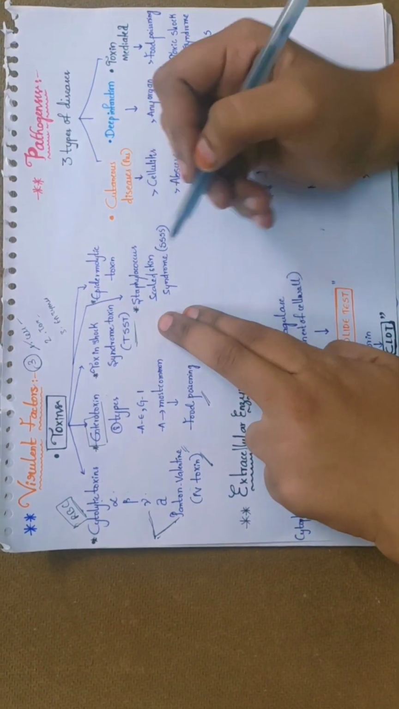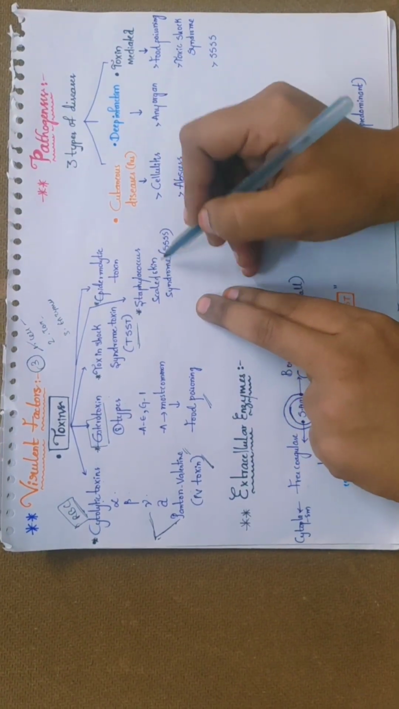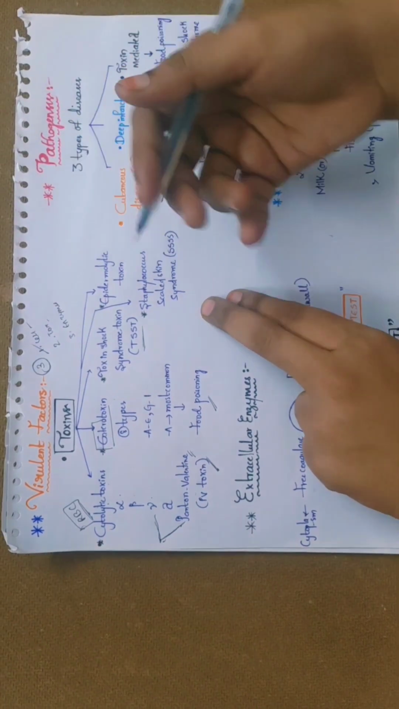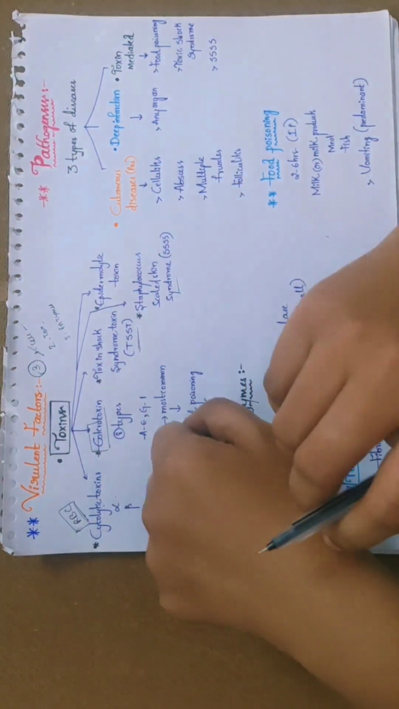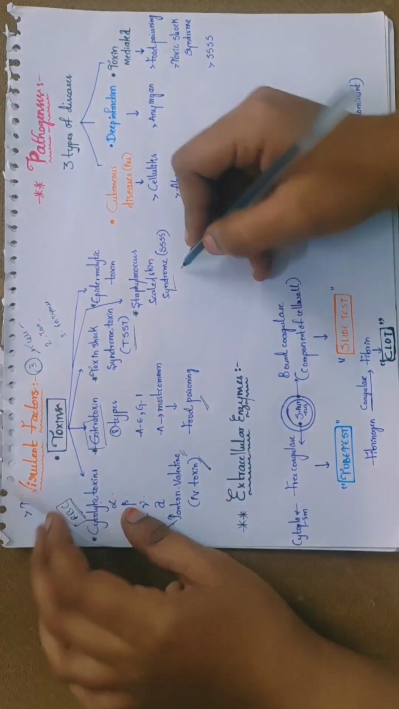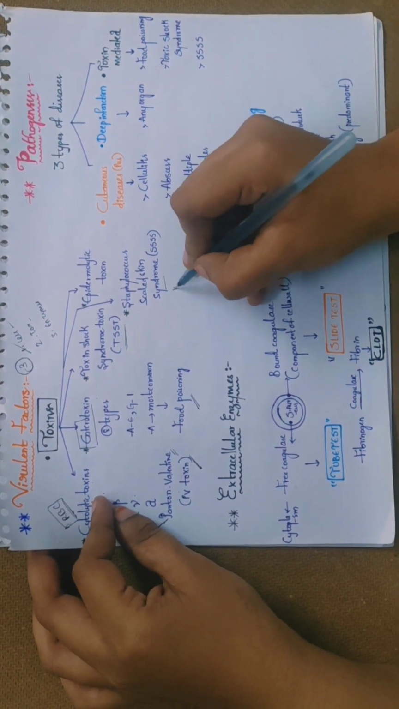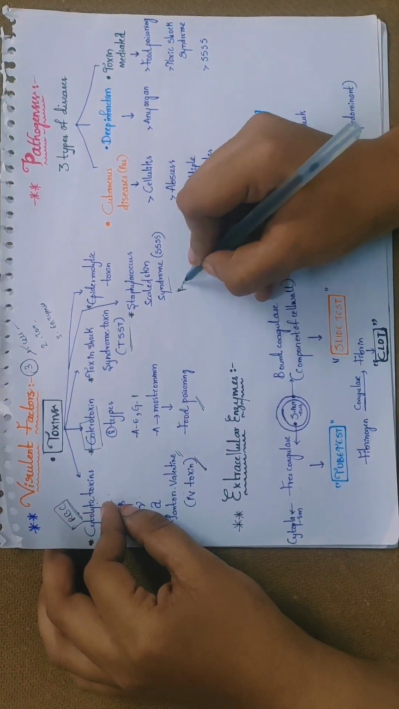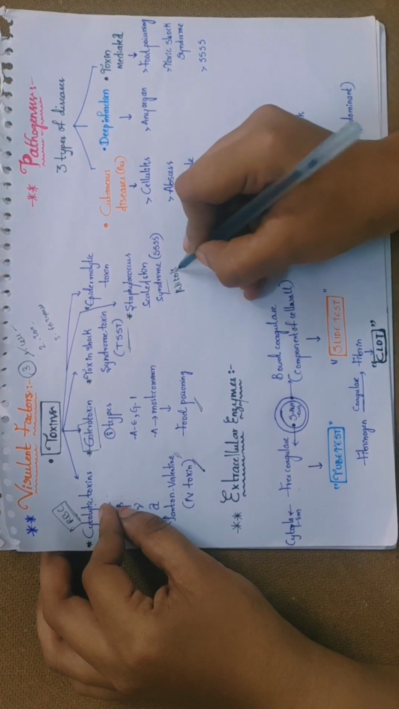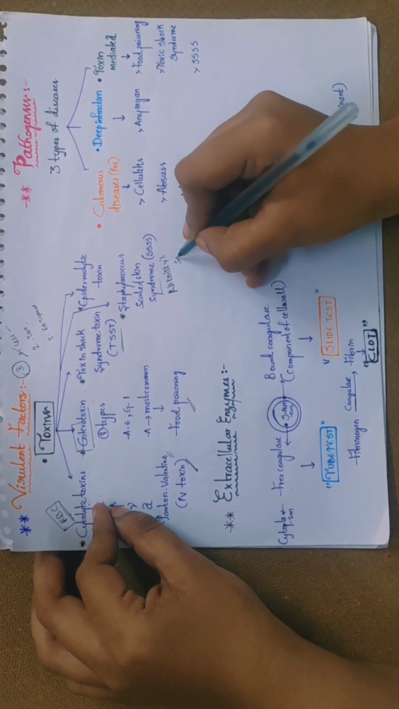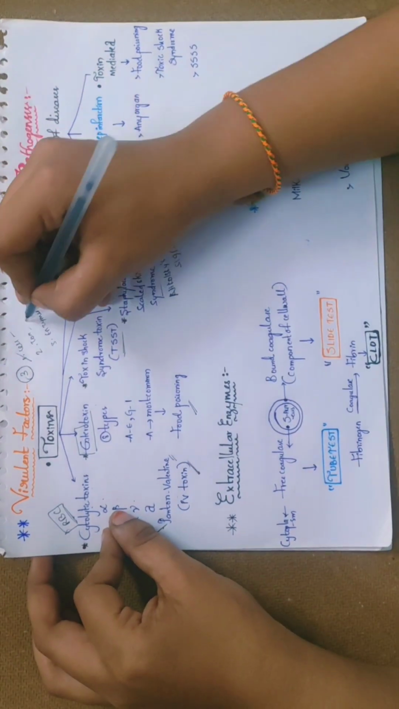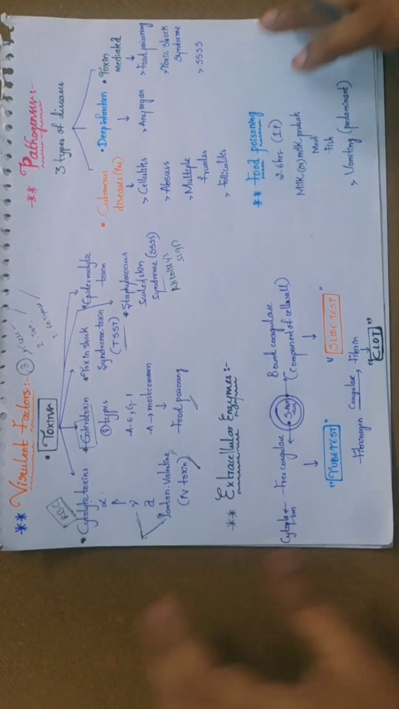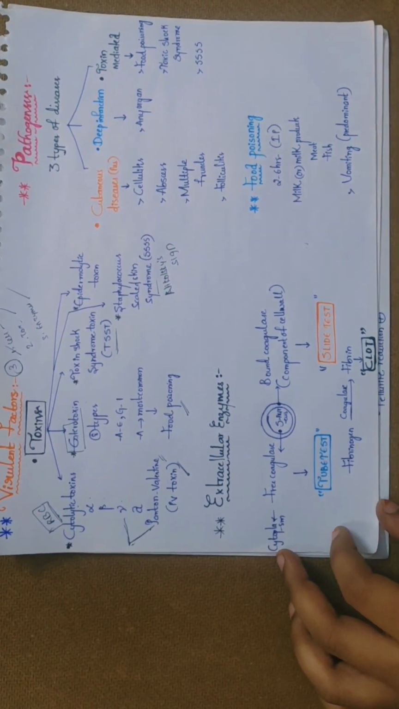Next one, epidermolytic toxin, causing staphylococcal scalded skin syndrome. That means it separates the upper layer from the lower layer of the skin, which is the Nikolsky sign. These are the toxins. And next one is enzymes. Mainly you have to remember the coagulase enzyme.